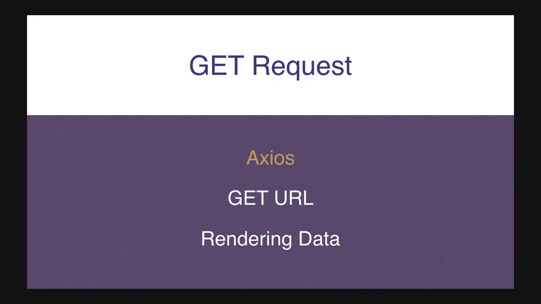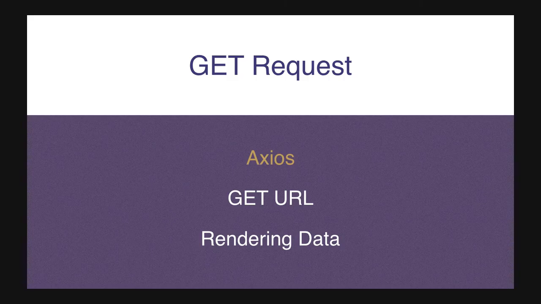Learn how to perform a GET request in React. So first of all, you need to install a dependency which is Axios. We will use Axios for performing and calling APIs.